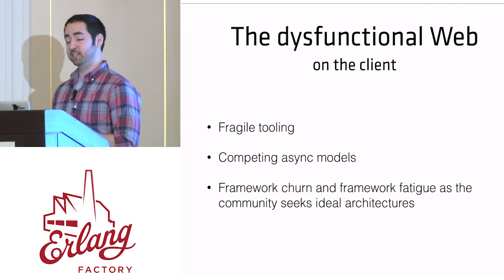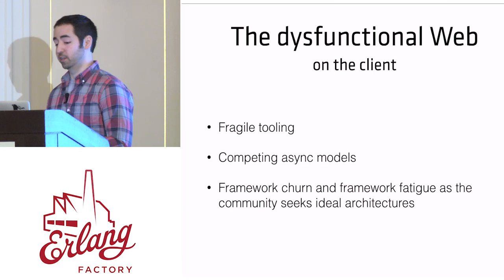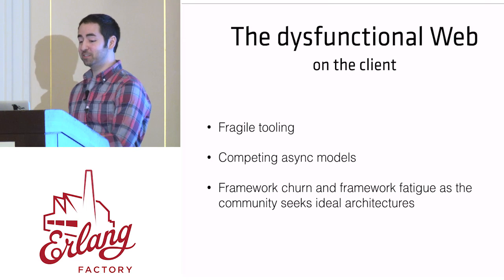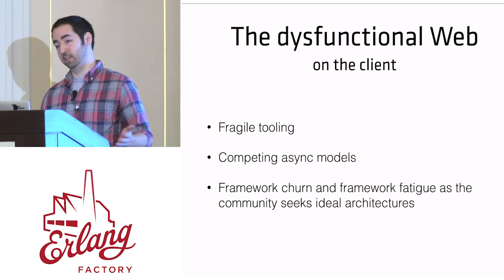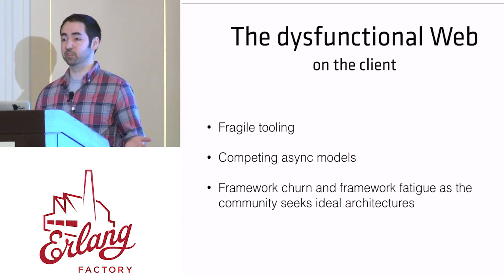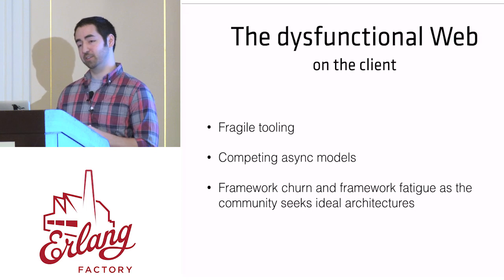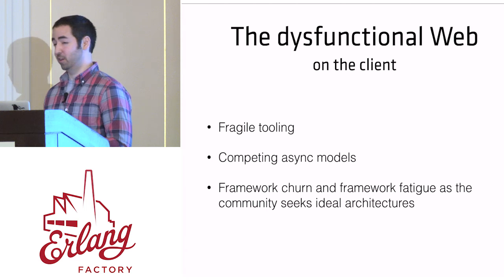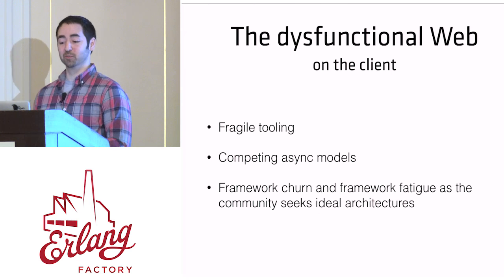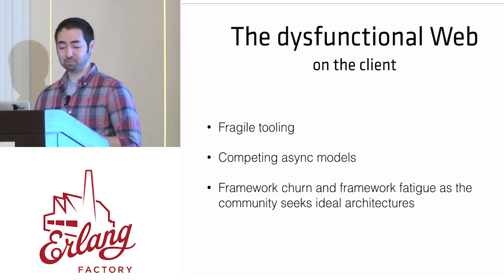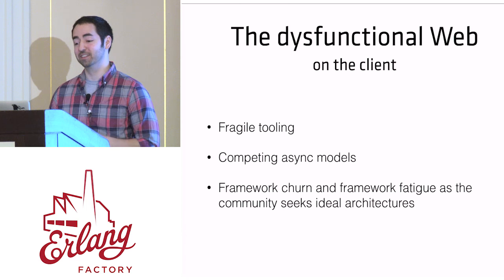And we have a lot of competing async models on the client. Whether it's continuation style callbacks, or promises, which are really hot now, or your competing implementation of promises, you just have all these competing models to accomplish different things. And this is leading, I think, in large part to the framework churn, the framework fatigue that we have. I think the JavaScript community is trying to seek ideal architectures for applications, and they haven't quite found it yet. So a new framework comes in and tries to solve it, but ultimately we're dealing with an inferior language. And my hope is Elm comes in and fills this gap.